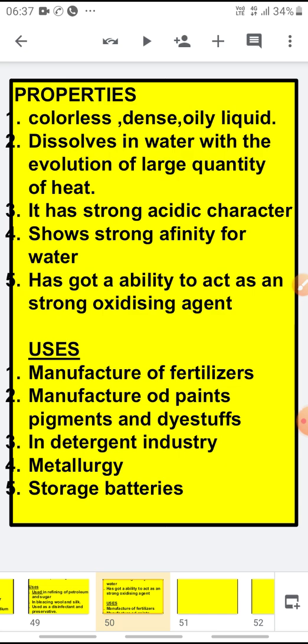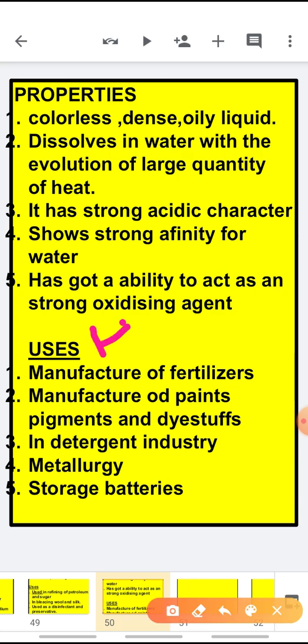Oleum is the purest form of sulfuric acid, or you can say highly concentrated sulfuric acid, which is one of the oxo acids of sulfur. Sulfuric acid also is an oxo acid of sulfur, and the formula for oleum is H2S2O7. This is oleum. This oleum is diluted up to the desired concentration to get sulfuric acid of desired concentration. So, the process used in the manufacture of sulfuric acid is the contact process.